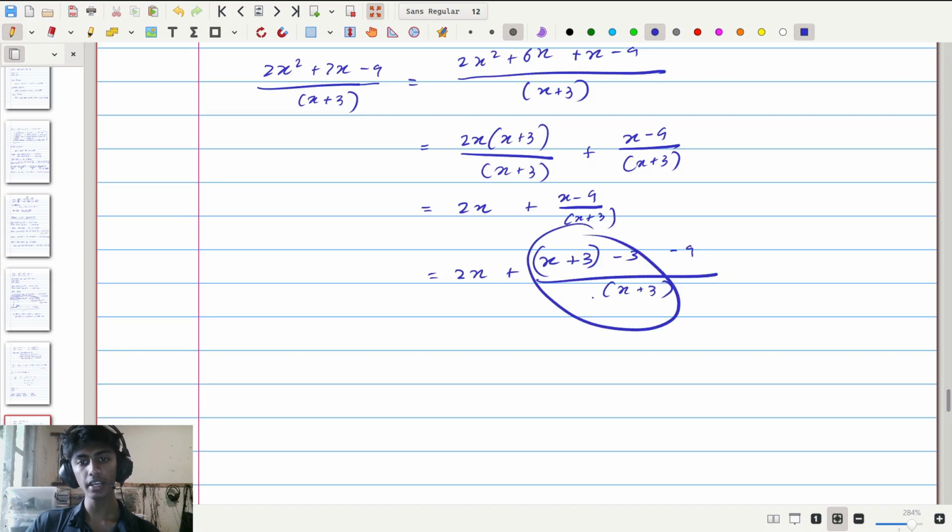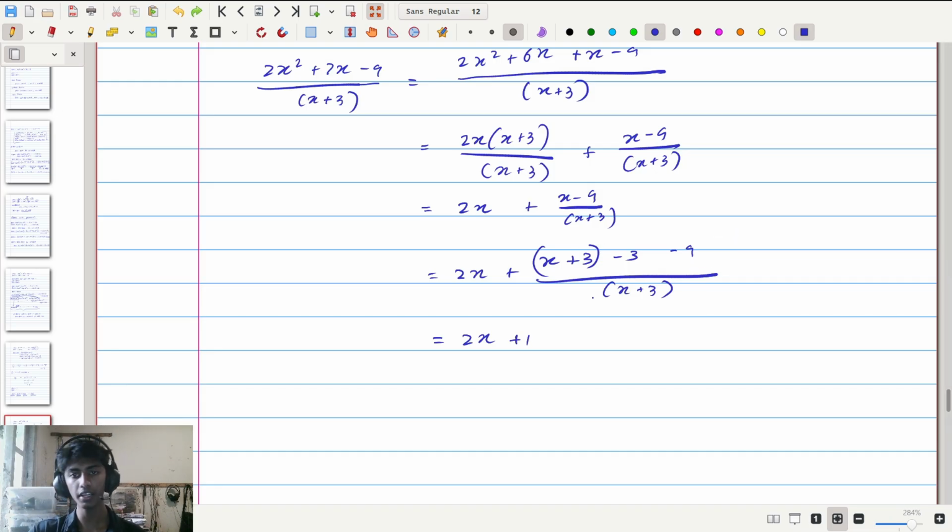This x plus 3 can be taken out as a 2x, and here this x plus 3 can be taken out as a plus 1, and we are left over with minus 3 minus 9, which is minus 12, divided by x plus 3.